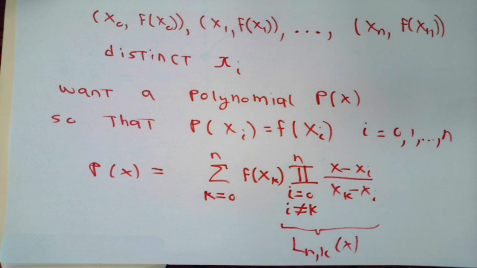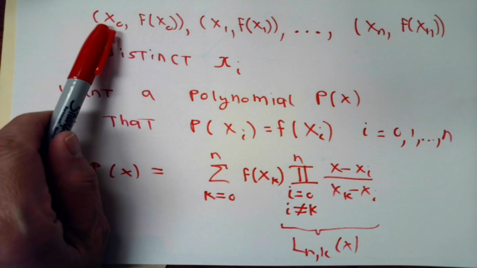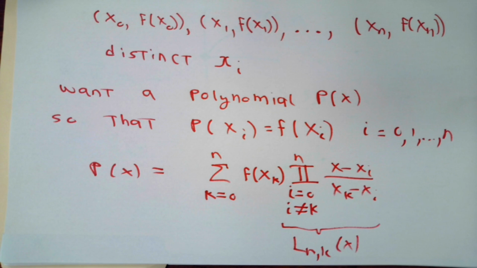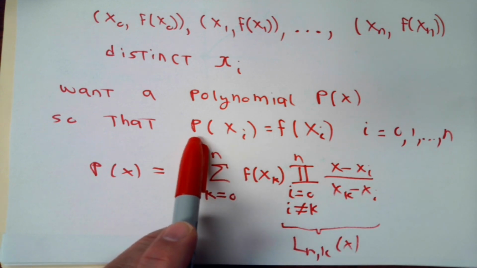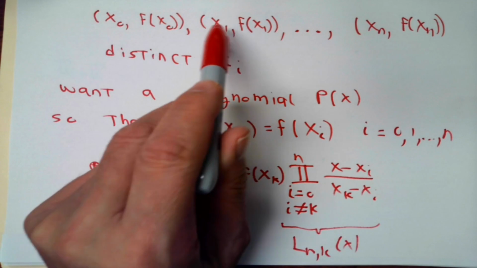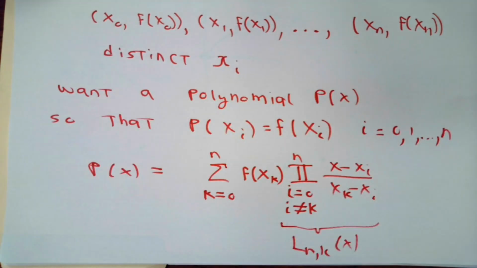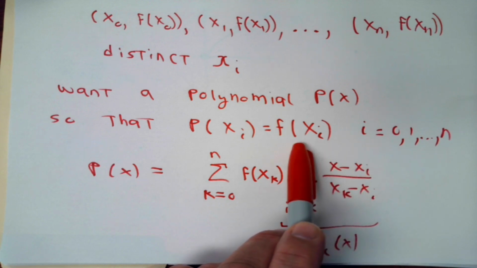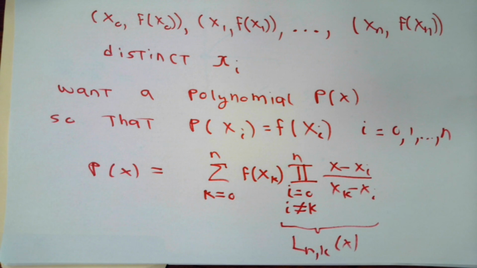The problem we've been looking at recently is this. Given n plus 1 data points, each of which has an x value and a function value with distinct x values, we want to find a polynomial p of x so that when you evaluate polynomial p at x0, x1 out to xn, for instance, what you get back is the corresponding function value from your data set. We have determined that it's possible to do this in the following way.